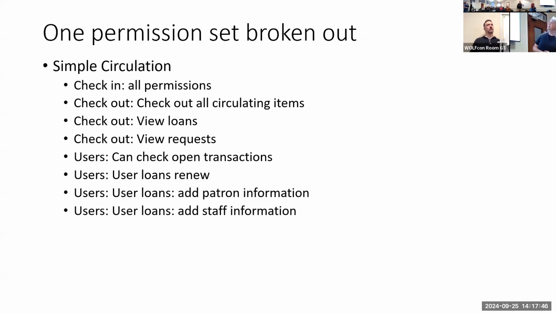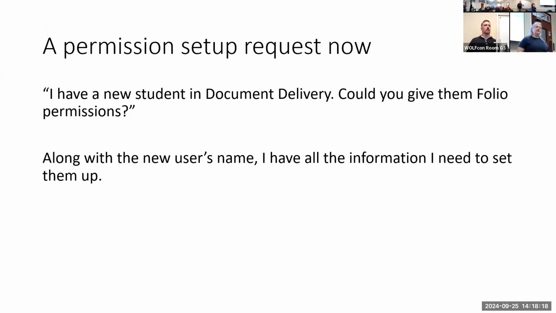This is a permission set that's been broken out. So you saw previously the document delivery student had simple circulation. These are the individual immutable permissions that come with Folio. And this is what they're allowed to do. They can take actions and they can look at things and they can deal with user loans. So that's what that looks like. So you can see that it breaks down into greater granularity.